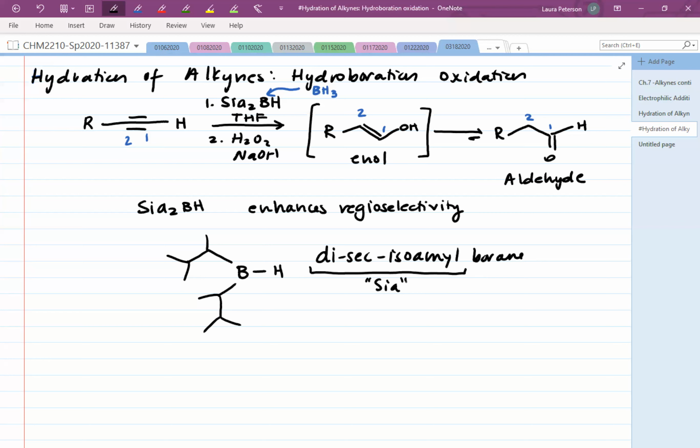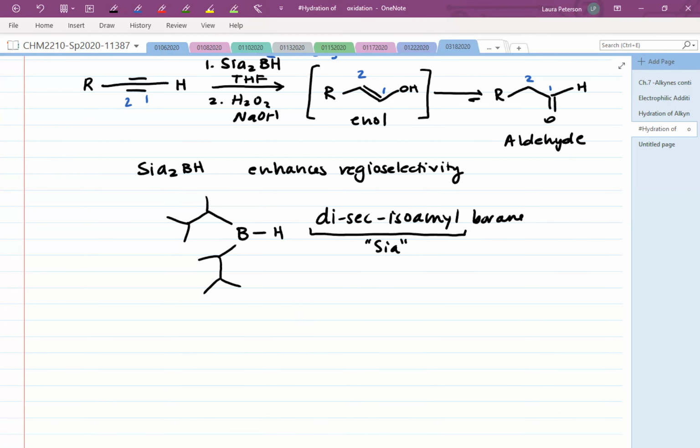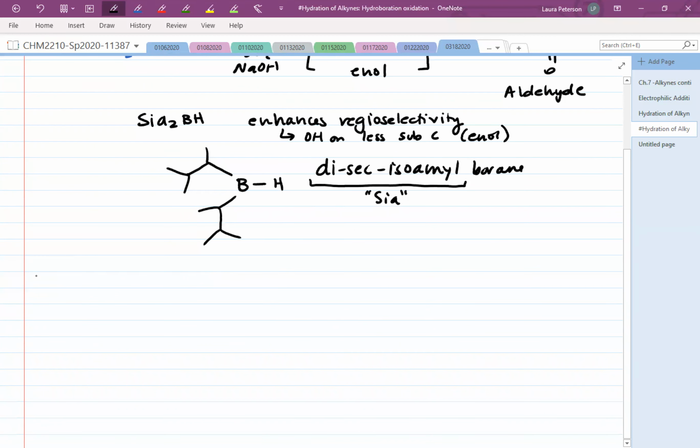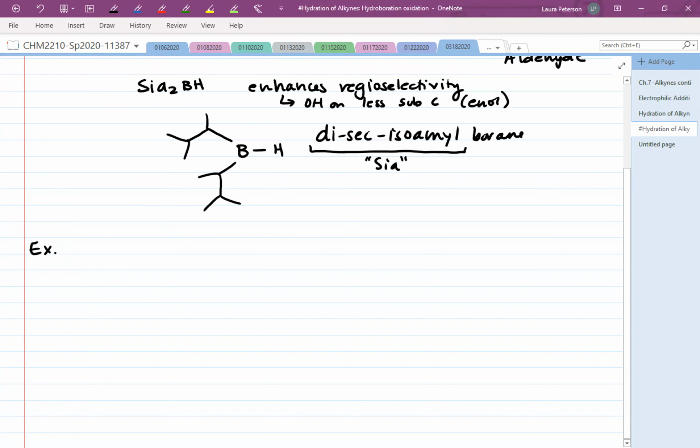And again, the reactivity of this reagent comes from the BH bond, just like one of the boron-hydrogen bonds in BH3 when we were hydrating an alkene through the anti-Markovnikov model. And so again, this enhances the regioselectivity to put the OH on the less substituted carbon of the enol, and then that tautomerizes to the corresponding aldehyde. So let's go ahead and look at an example of this reaction, and we'll just look at the first step of the mechanism to see the similarities between this and the previous reaction.